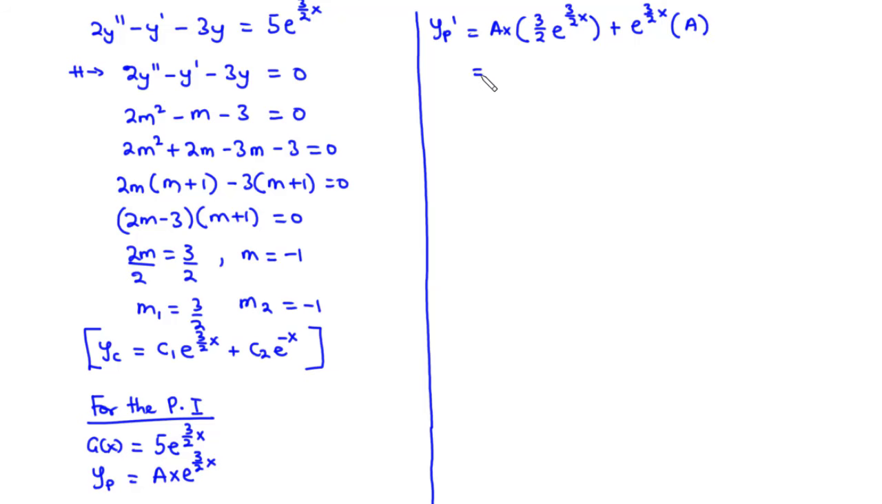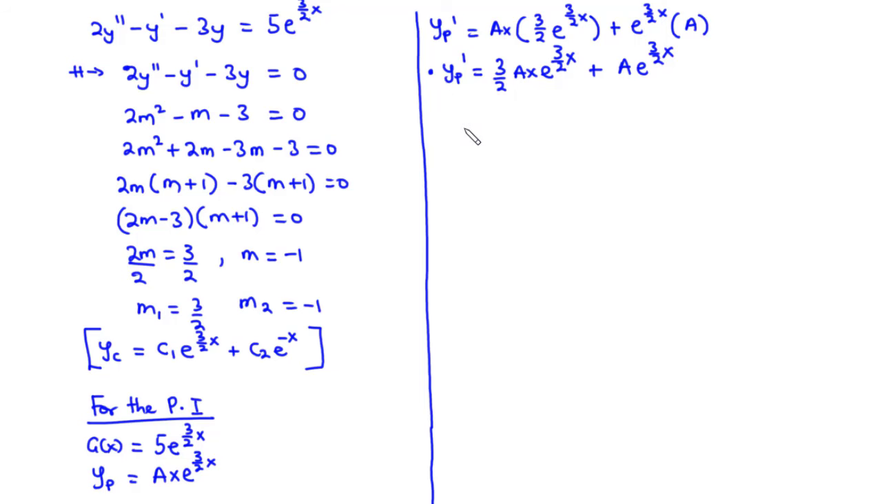So let's try to rearrange this. Let's try to present it in a nicer way. We are going to have 3 over 2 ax times e to the power 3 over 2x plus a times e to the power 3 over 2x. So that is yp prime.